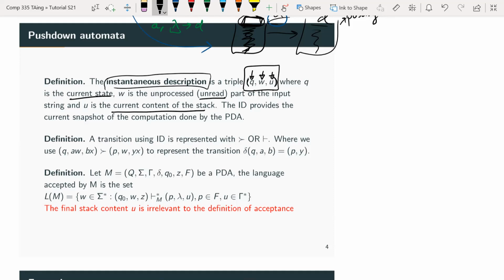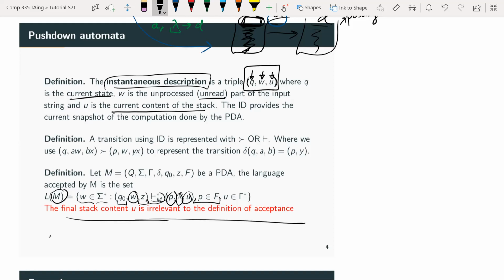Okay, and so this is useful because it allows us to define what the language accepted by a PDA is. So the language accepted by a PDA M is just the set of all strings such that if you start at Q0, you have W to read and you have Z at the top of your stack, then in 0 or more moves, you can go to a final state P. So in this case, P is part of the final states. You finish reading your string and you don't really care what is in your stack. So the final stack content for a string to be accepted is irrelevant. All right.